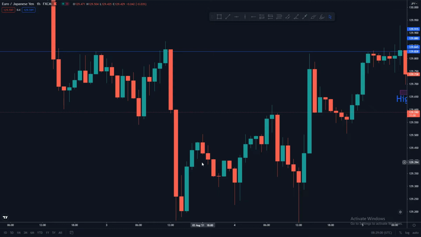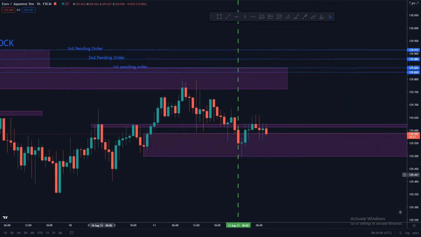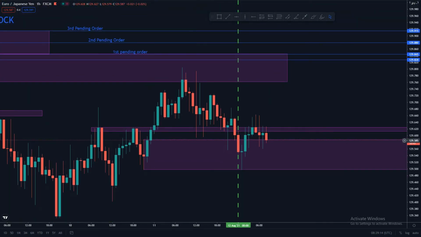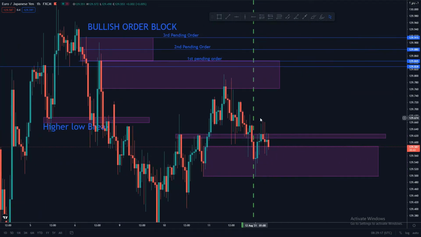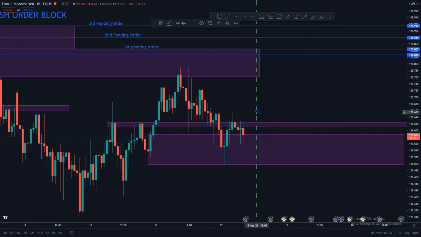Okay, let us go to the charts. I have a few examples here. Right now the market is live, so I want to show you something before we go so that you can understand. The first thing is that we have to identify our order block, either bearish or bullish.